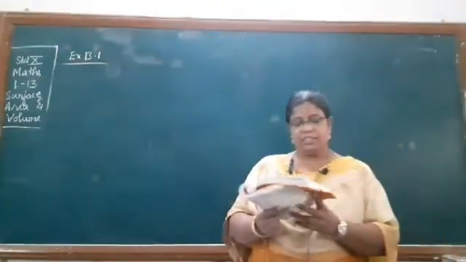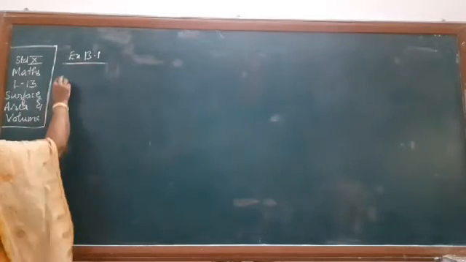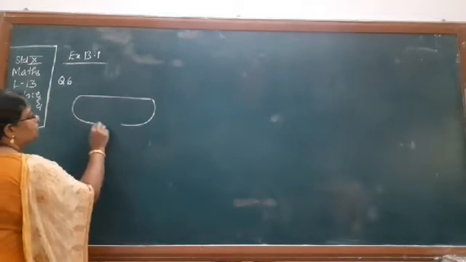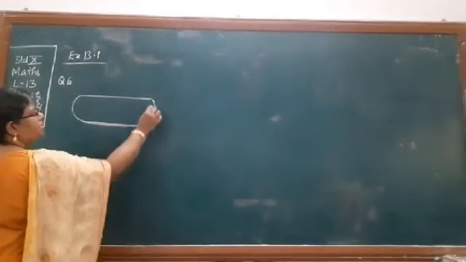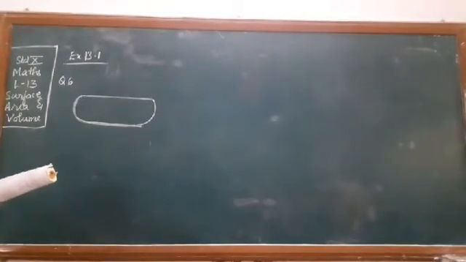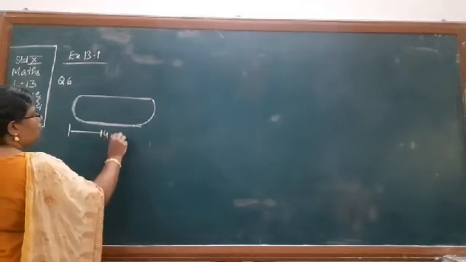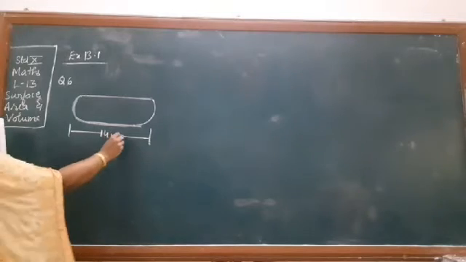Now look at question number 6. A medicine capsule is in the shape of a cylinder. You know how a capsule looks, right? So this is actually a cylinder which has a hemispherical end on both sides, isn't it? The length of the entire capsule is given as 14 millimeter. So that means this is 14 millimeter.